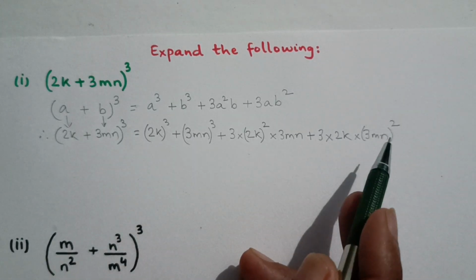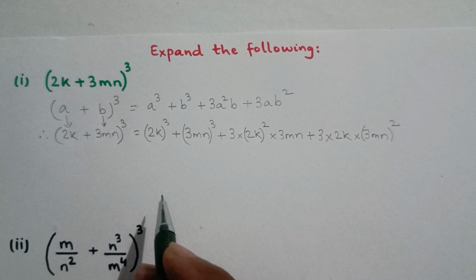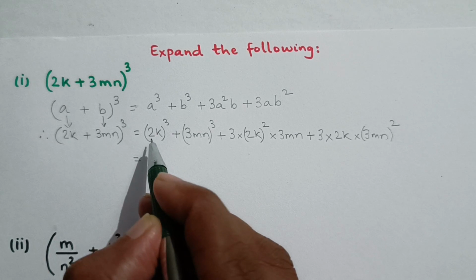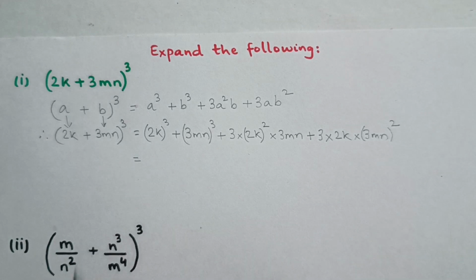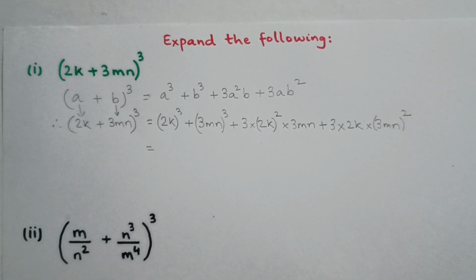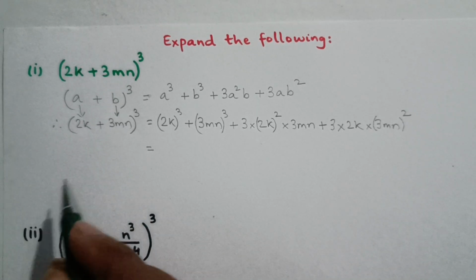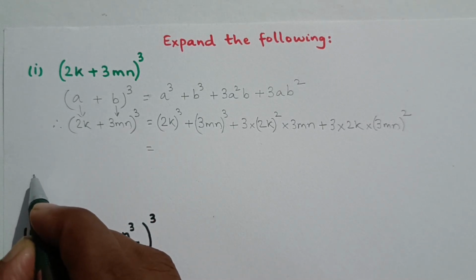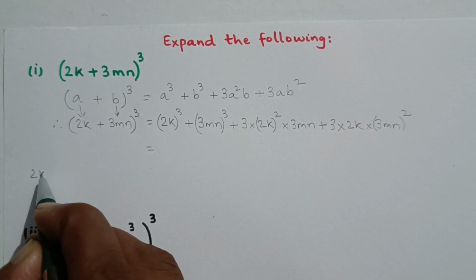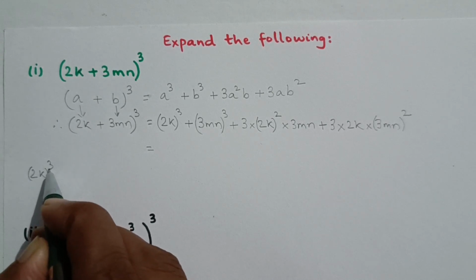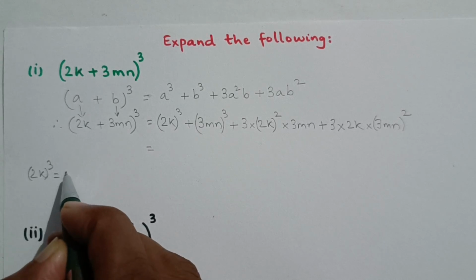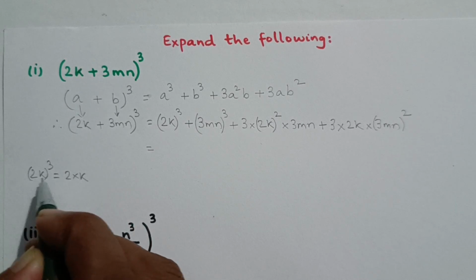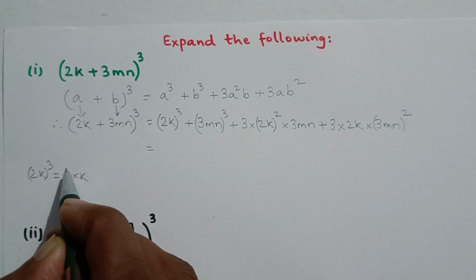And now we have to solve this to get our final answer. So 2k whole cube. What is 2k whole cube? So let us do the working over here. So you have to use your knowledge of exponents. So we have to find what is 2k whole cube. Now 2k means 2 into k. Now 2k whole cube, so 2 into k whole cube.